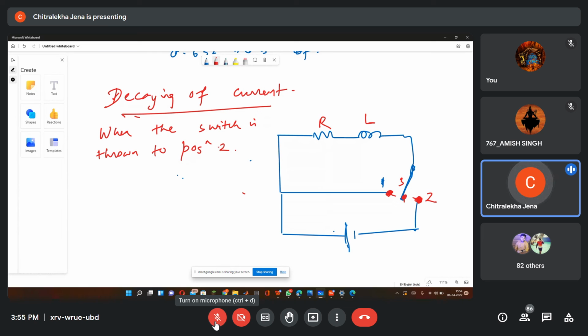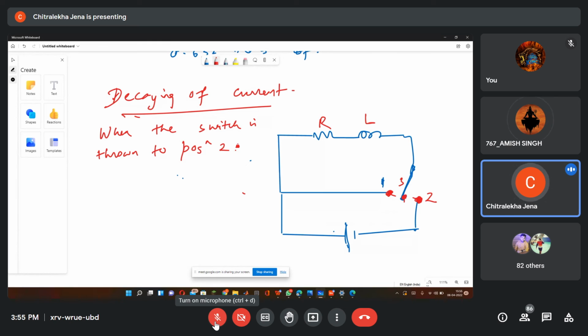When the switch is thrown to position number 2, initially you think of a condition where the switch is at position number 2. What will be the condition in the circuit? Tell me. The current will be 0 at that time. Now it will go to maximum. Yes or no? Yes ma'am. Okay, one thing I will tell you now.